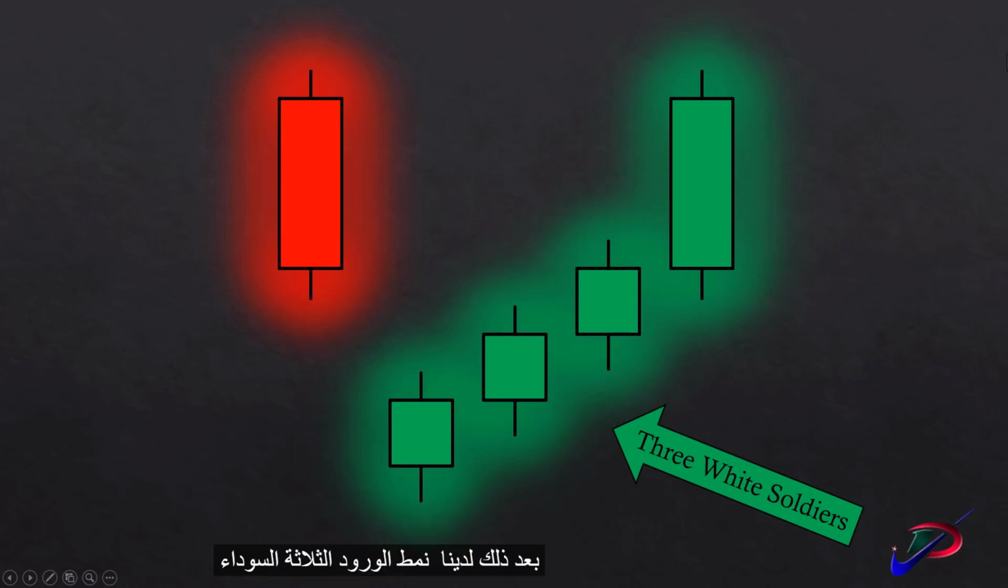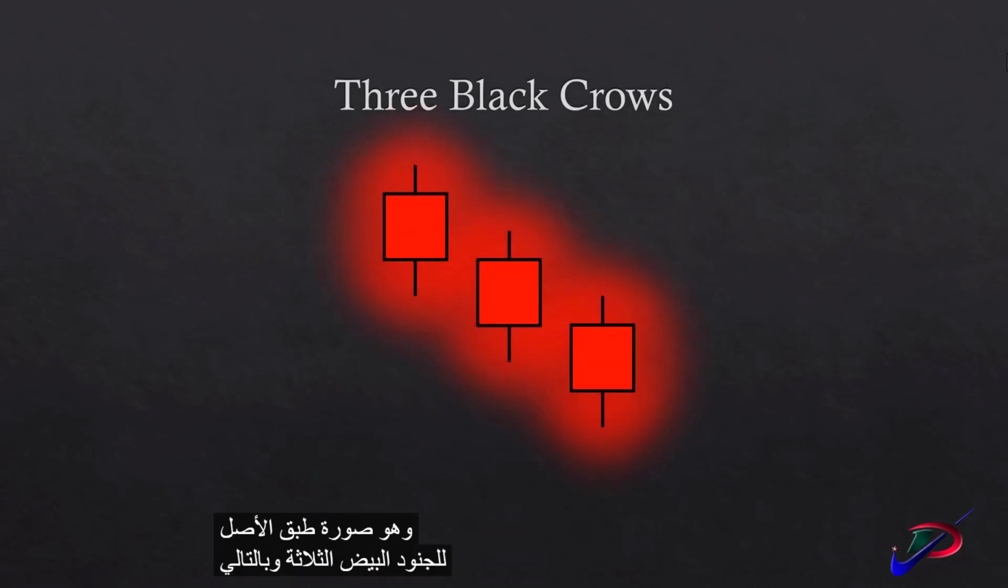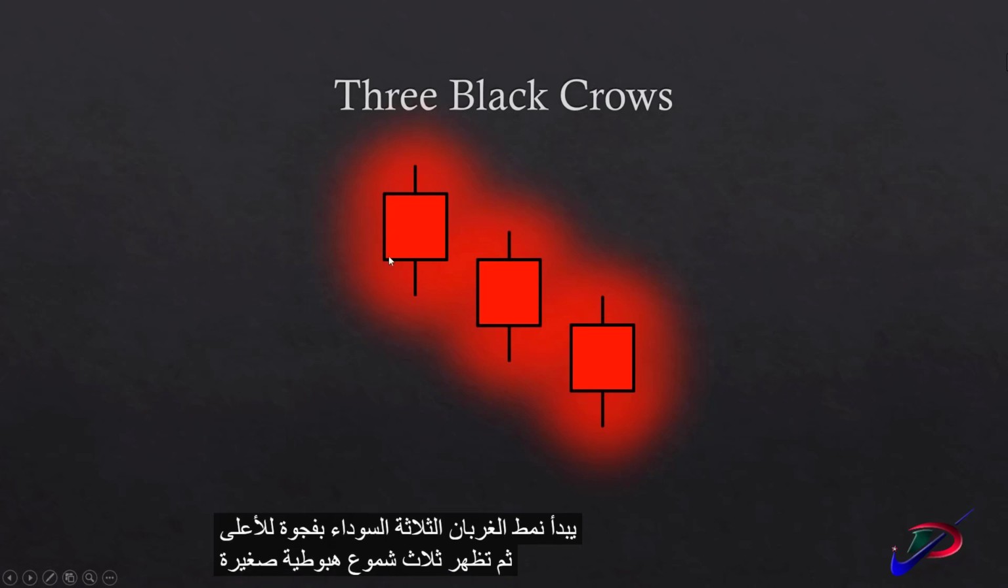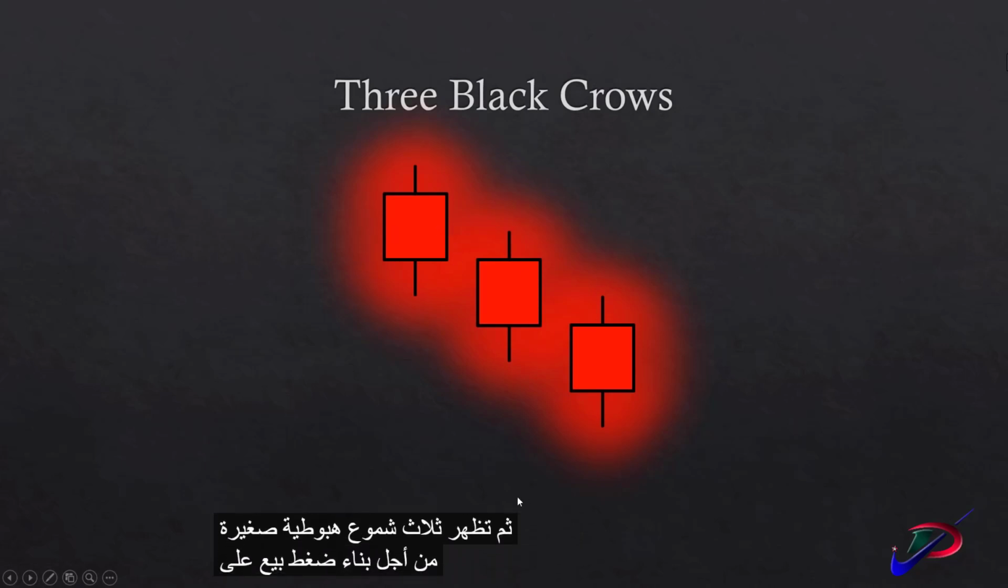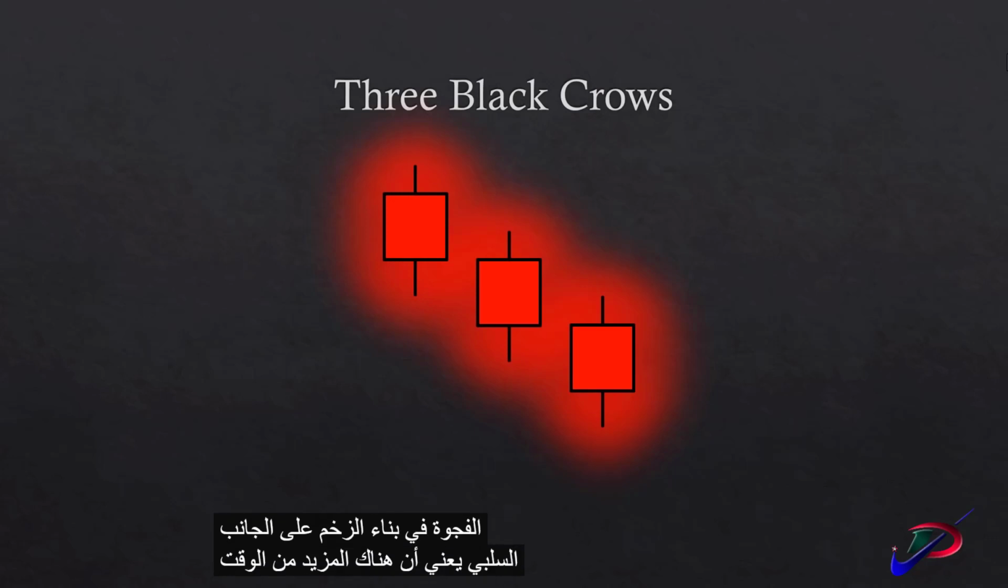Next we have the three black crows pattern, which is the mirror image of the three white soldiers and therefore a bearish reversal pattern. The three black crows pattern begins with a gap up and then three small bearish candles appear in order to build selling pressure to the downside and fill the gap. The fact that the market takes some time to fill the gap and build momentum to the downside implies there is more time for the trader to observe what's going to happen.